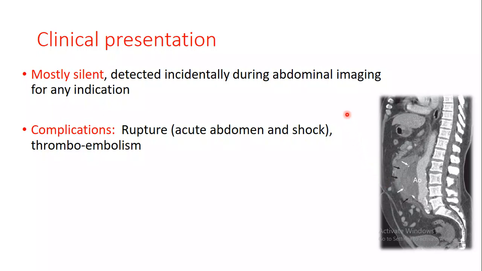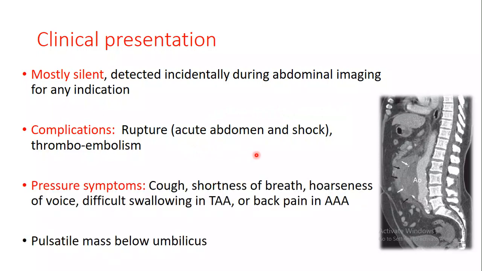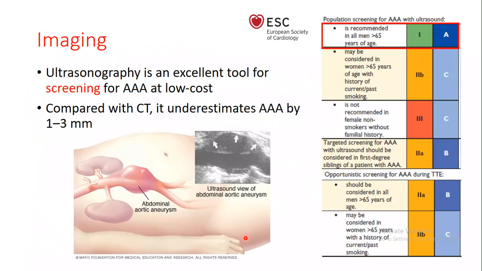The clinical presentation of aneurysm is actually silent, with an accidental finding during imaging done for another cause, or a catastrophic presentation with complications like dissection, rupture, or thromboembolism. Less likely, it presents with pressure symptoms like cough, shortness of breath, hoarseness of voice, or difficulty swallowing for thoracic aneurysm, or back pain for abdominal one. It might also present with a pulsatile mass below the umbilical level, but needs a thin individual to be appreciated.